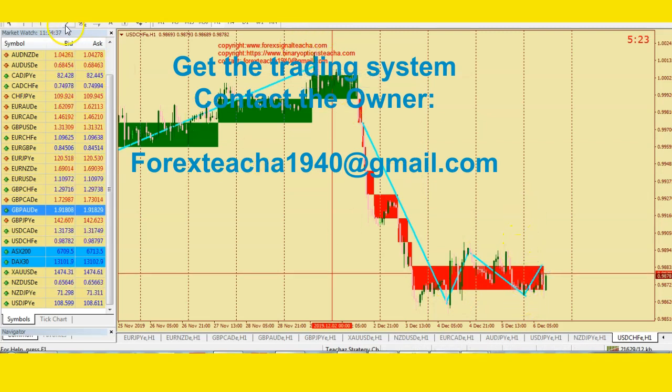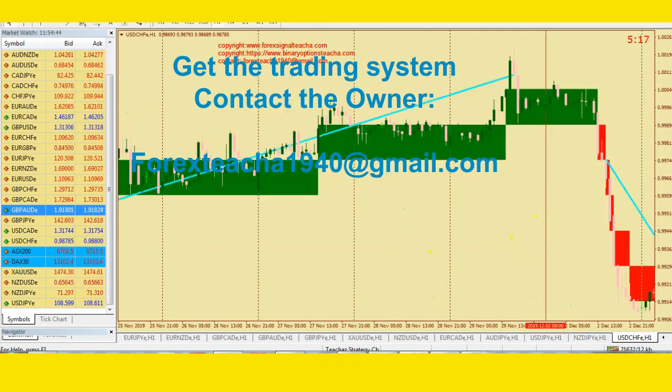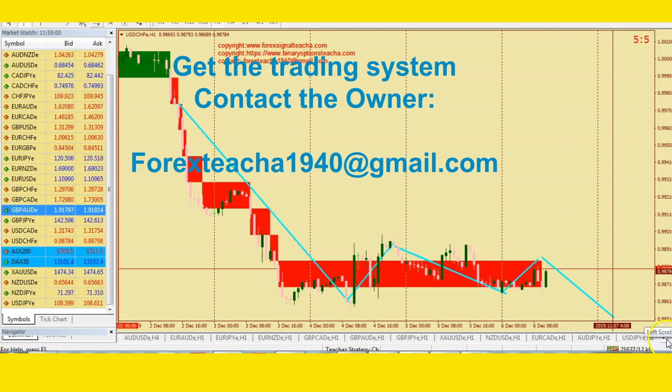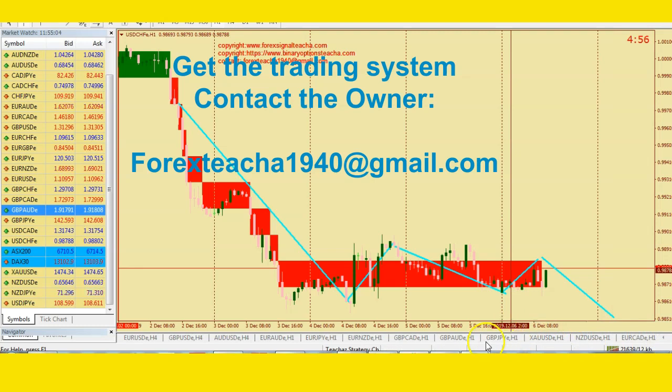All right, it might keep on going down since it's still showing us that it's still in the red box. Okay, so the market does not just go in one direction. It can give you pullbacks and also correct, and then it continues. All right, so there are a lot of trading opportunities that you can get using my trading system, right?